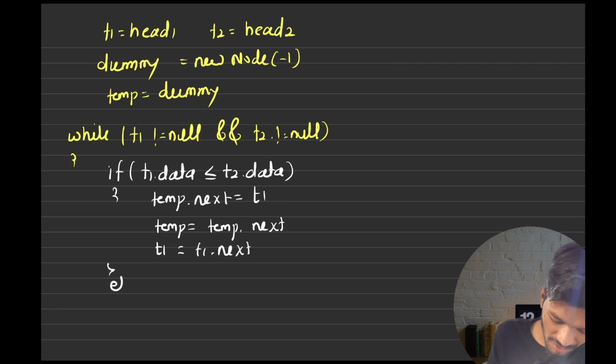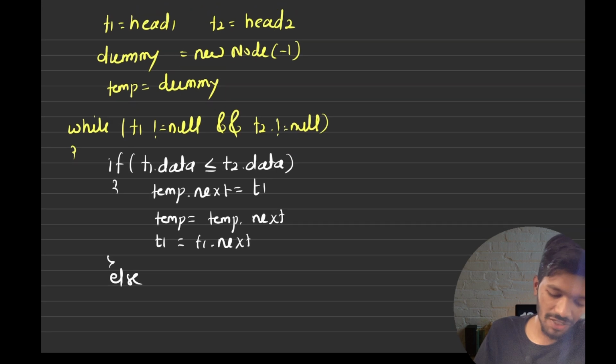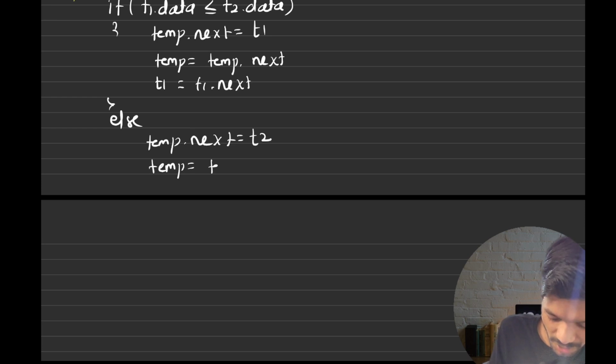Similarly, if this is not the case, which means the element present at T2 is smaller, so we can do this. How? Simply temp.next equals T2 and temp equals temp.next, because we have to move this pointer to the next, and I can simply move T2 = T2.next. So this is the simple case.